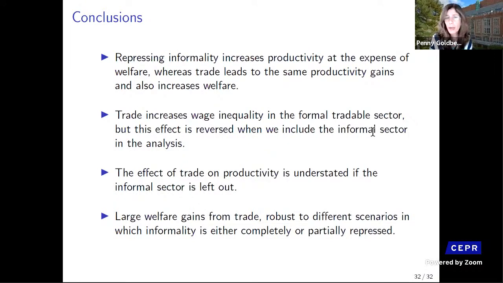We find that trade increases wage inequality in the formal tradable sector. That's again consistent with previous findings, but to remind you, we find that this effect is reversed when we include the informal sector. And we also find that the effect on productivity is understated in the tradable sector if we don't take into account the informal sector. And finally, one of the most robust findings across many scenarios is that trade leads to large welfare gains, and this is robust to suppressing informality. And it's also robust to what exactly welfare measure we use, even when we take into account the disutility of unemployment, we still get very large positive effects of trade on welfare. So I will stop here and thank you very much for your patience.